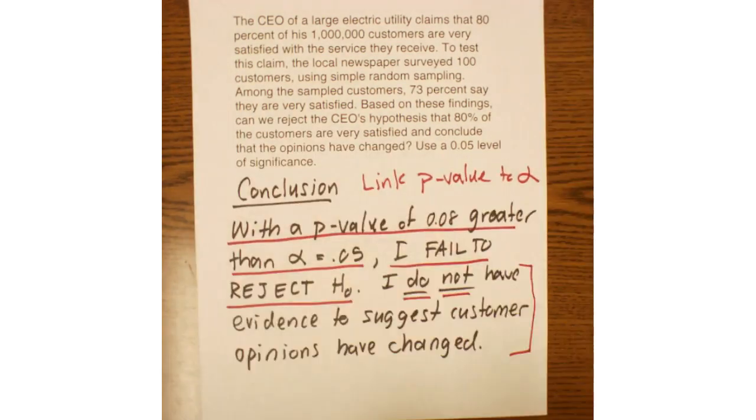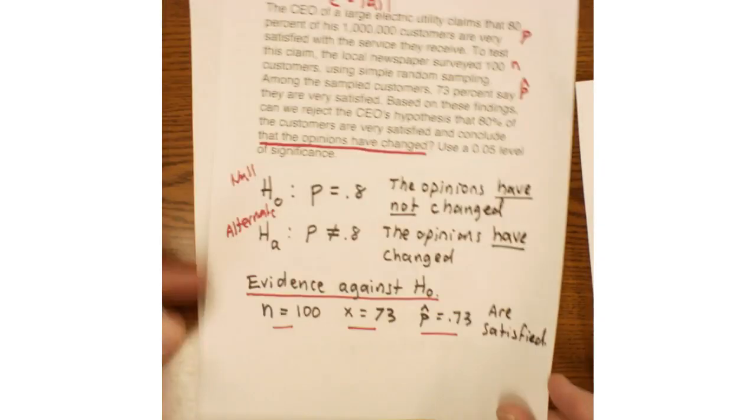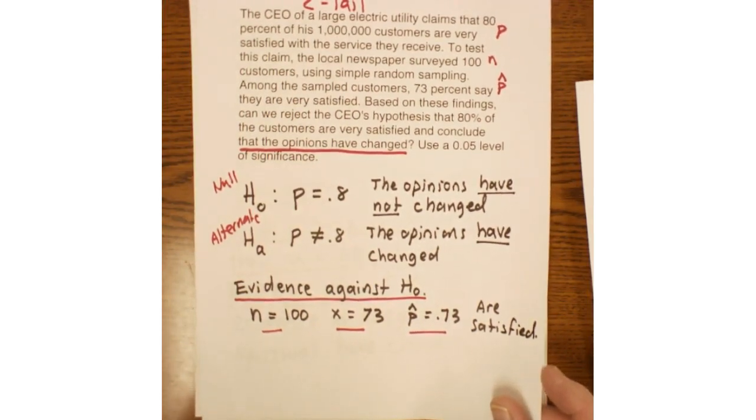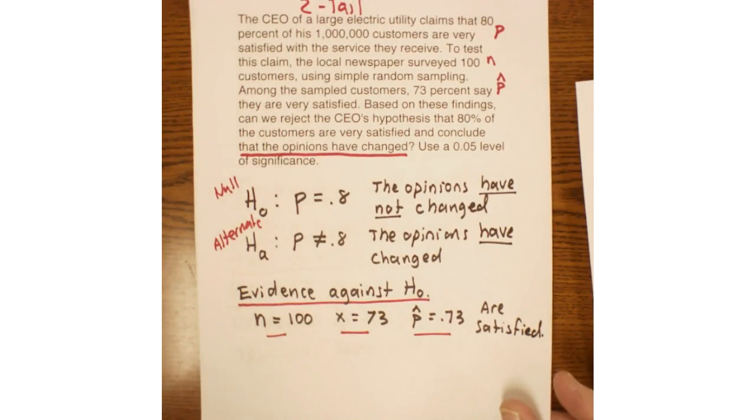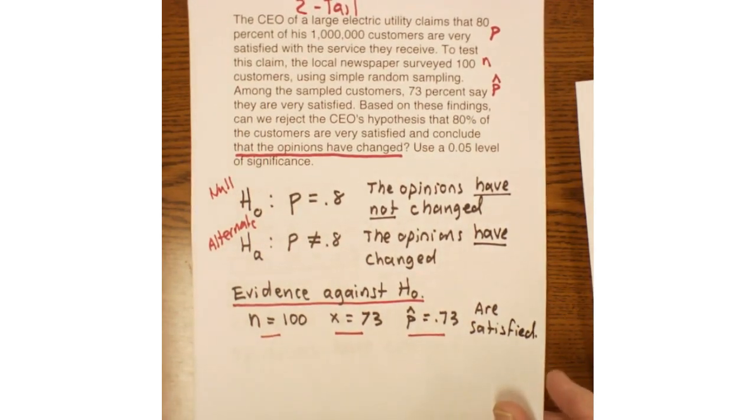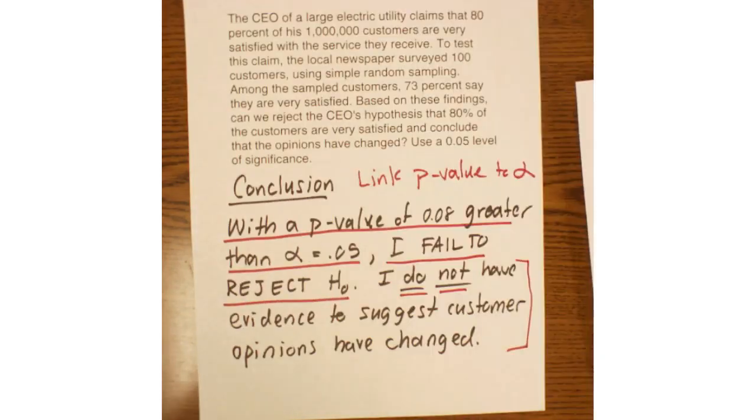So at the very beginning of this problem, we collected evidence in this sample. Our evidence was a sample size of 100 with a p-hat of 0.73. And is that evidence strong enough to reject the null hypothesis? And at the end, we found that that evidence was not strong enough. So that is an example of a two-tailed test.